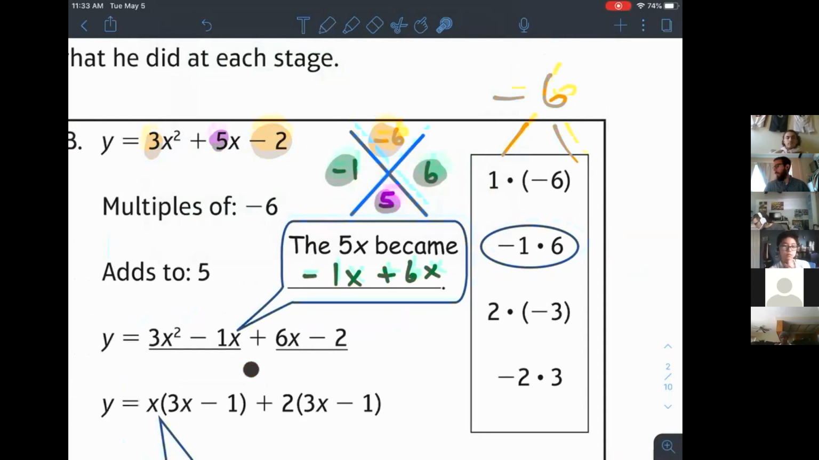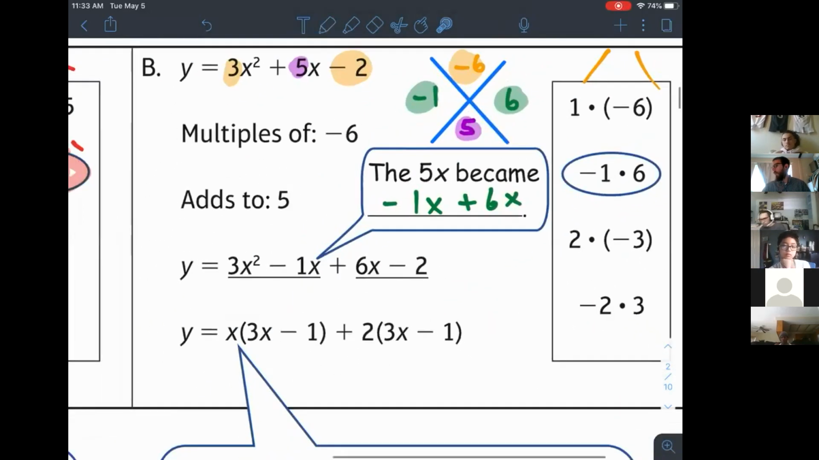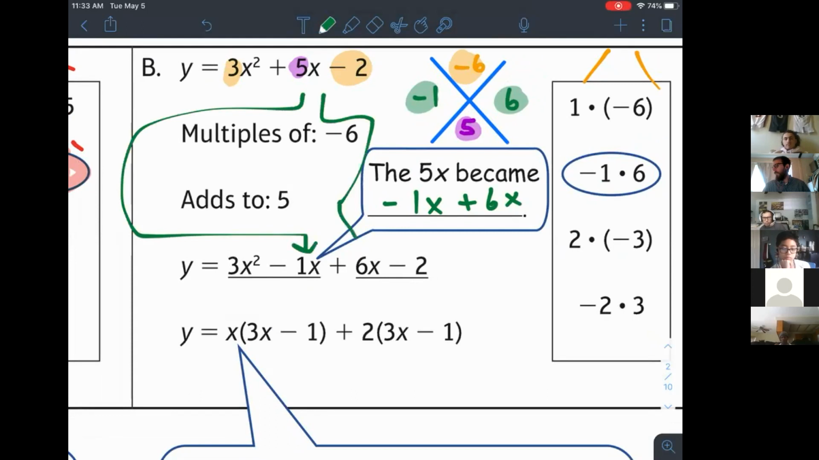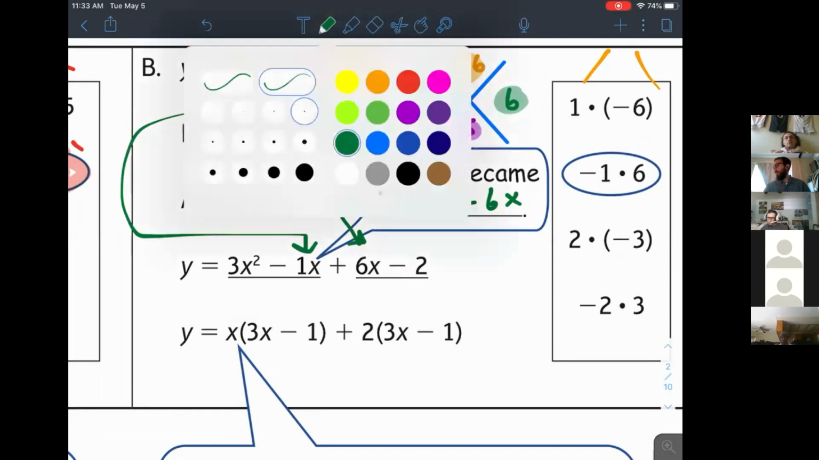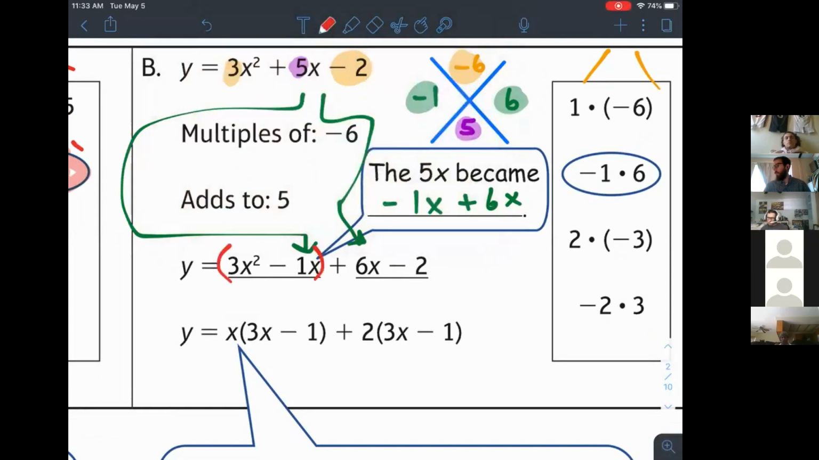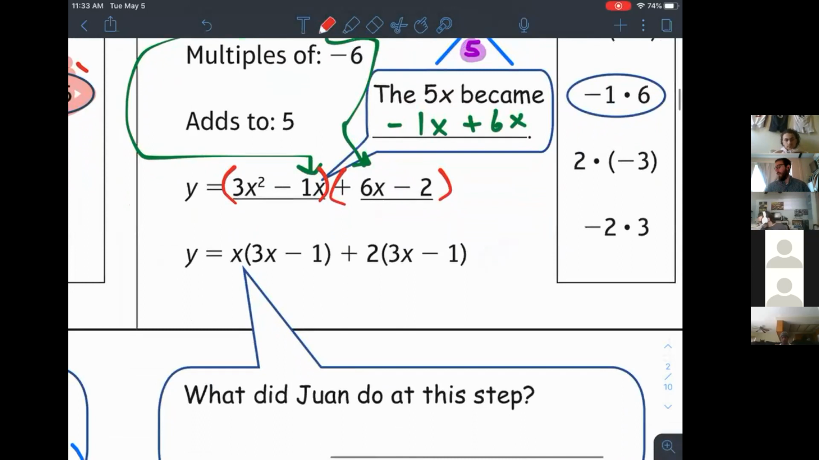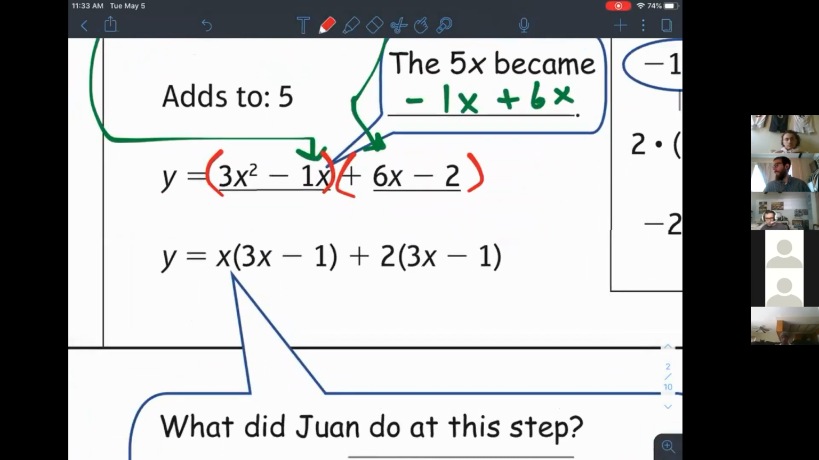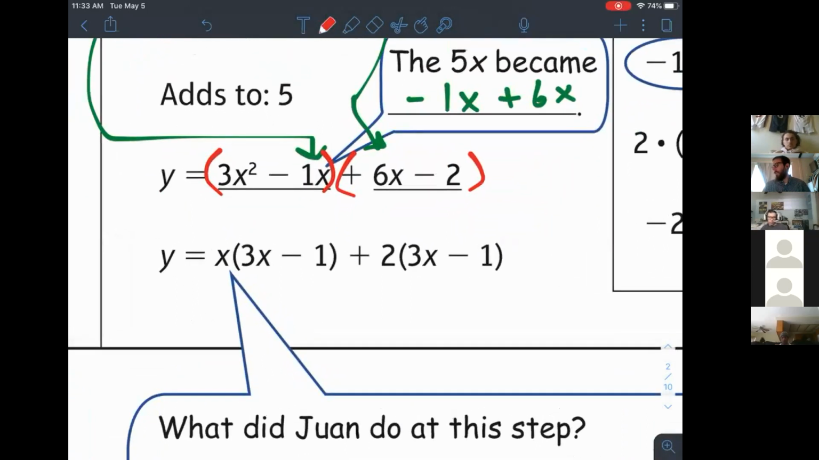So then what did we do? Or what did Juan do here? He rewrote that 5x as a sum of those numbers. And then it's off to the races. Here we go, finishing up. From here we group, 2 groups of 2. Notice my grouping symbol, my parentheses, red right there. And then, as Sarah said on the last one, what we did to get down here is we factored out the GCF.